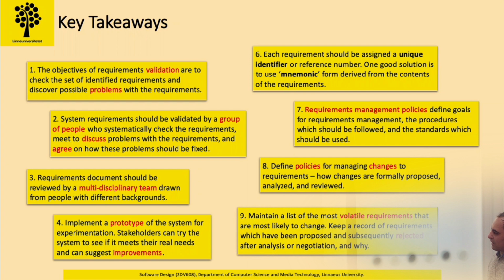And finally, not only should your volatile requirements be identified for a future efficient change process, but your rejected requirements should also be recorded and identified, because in the future they might be accepted and you might need to implement them. And if you store these rejected requirements in your database, you don't really need to redo the whole thing of requirements analysis, requirements specification, negotiation and all these things, including the validation.